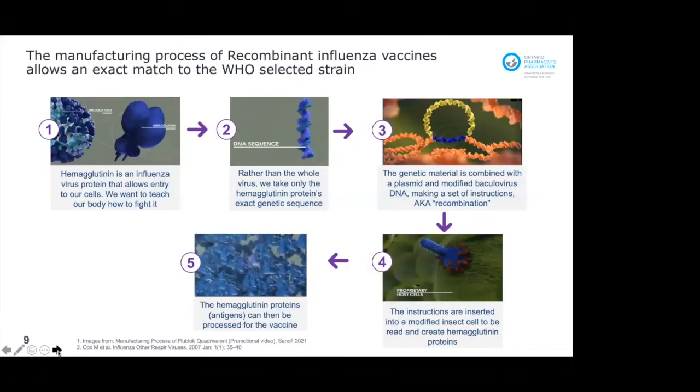So the manufacturing process for the recombinant influenza vaccine allows an exact match to what the WHO has selected as the strain that will be circulating that year. So why does this really matter? It matters in the fact that we really want the vaccination that an individual obtains to be as similar to the predicted virus that's expected to be circulating for that year. So the closer it is, the better protection you have. And the way this is manufactured is because of the hemagglutinin. It's key in the process of manufacturing. So what happens is that this specific hemagglutinin is the influenza virus's protein, and that's what allows that virus to enter into our cells. So it's almost like the key that allows it to open the gates to be able to infect an individual.